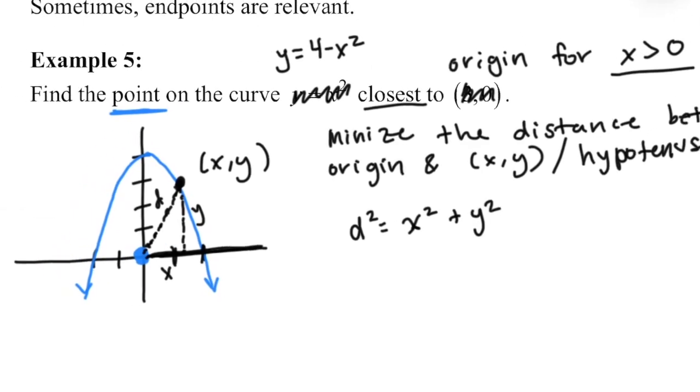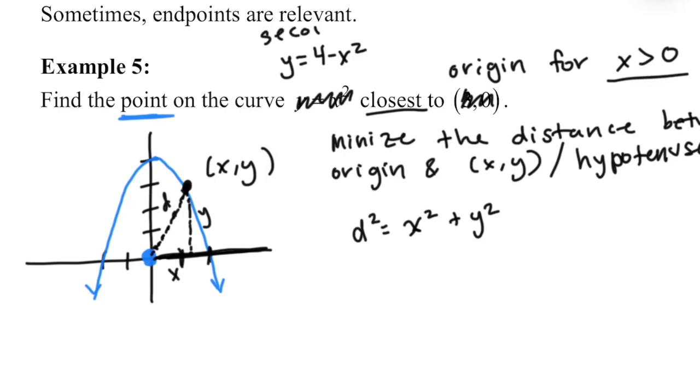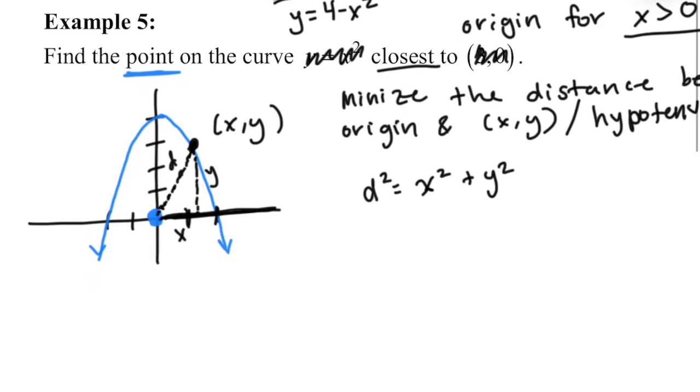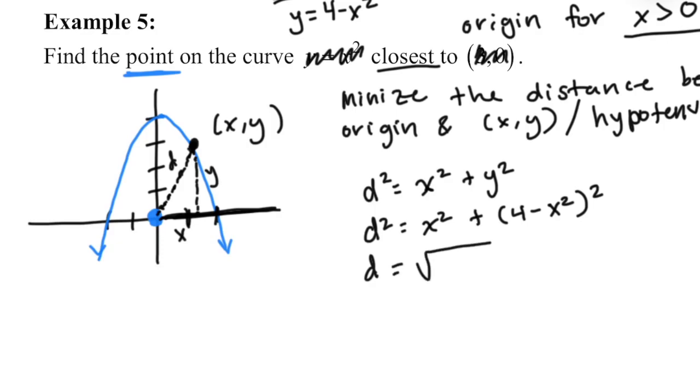And then my secondary equation is actually the equation I was given in the original word problem. You will pretty much always be given the secondary equation in the word problem. So I'm going to use that and plug it in here so that I only have one variable instead of 2. So 4 minus x squared, squared. And then I do have to take the square root, like this. The square root of x squared plus 4 minus x squared, squared.